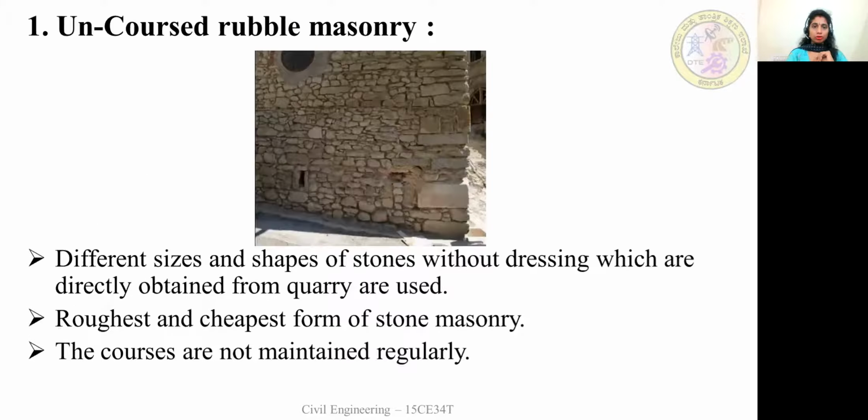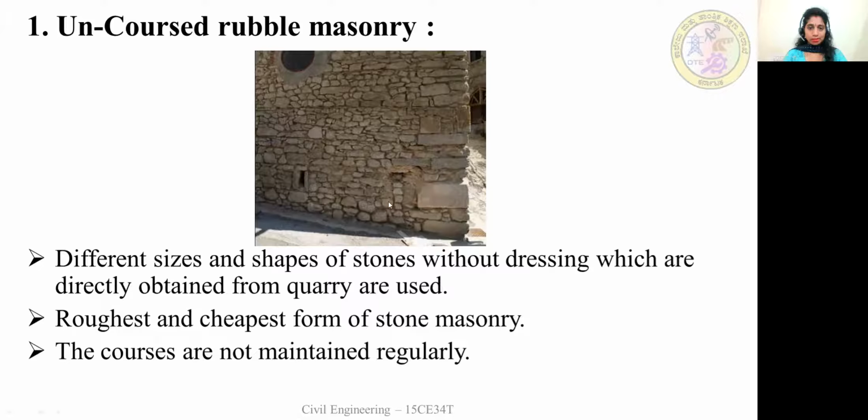Next, moving on to the subdivisions of the rubble masonry. First, we have uncoursed rubble masonry. In this picture, you are seeing uncoursed rubble masonry. There are no dressed stones. They have just used roughly dressed stones in this case.